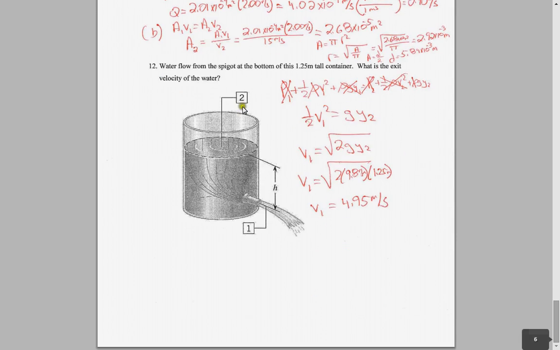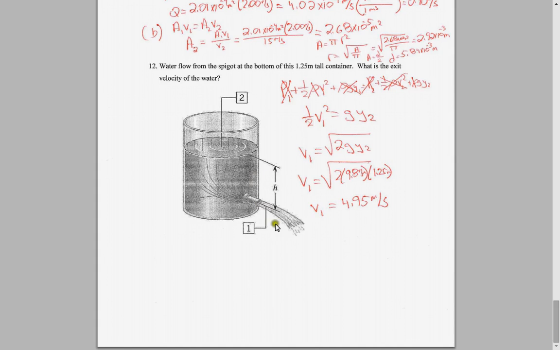All right, water flows from a spigot at the bottom of this 1.25 meter tall container. So we take our Bernoulli's equation, but the pressure is the same at the input and output. The density of the fluid is the same. V2, the velocity up here, is so small compared to V1 that we pretend it doesn't exist at all. And we simplify the equation to 1/2 V1 squared equals gY2. So V1 equals the square root of 2gy. V1 equals the square root of 2gy equals 4.95 meters per second.